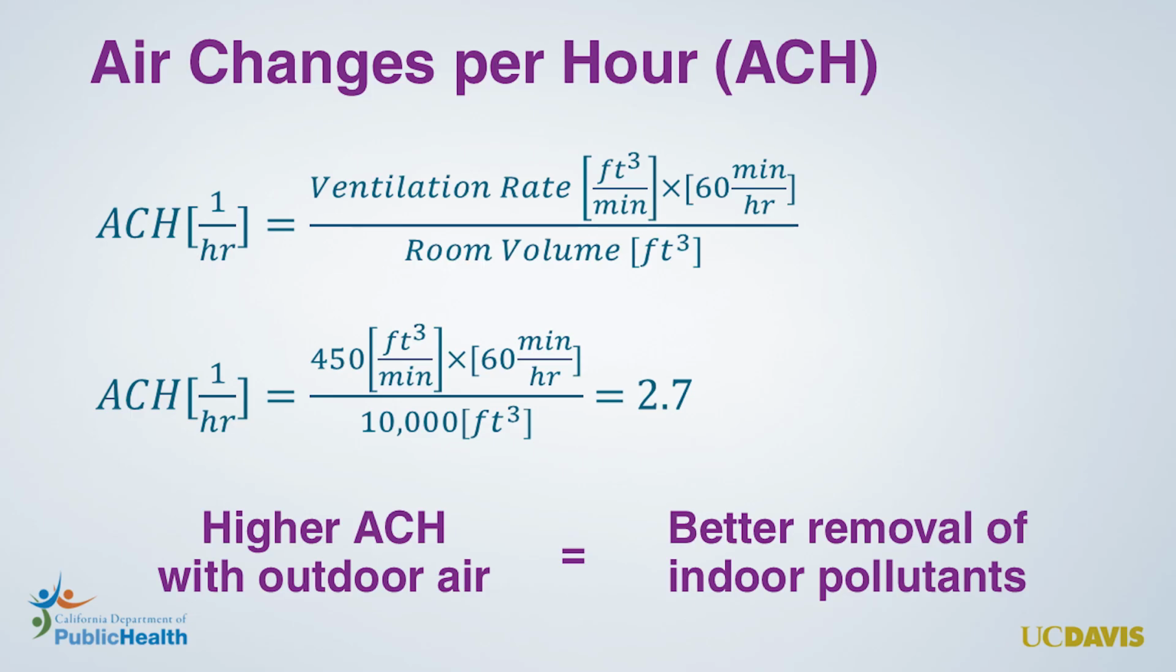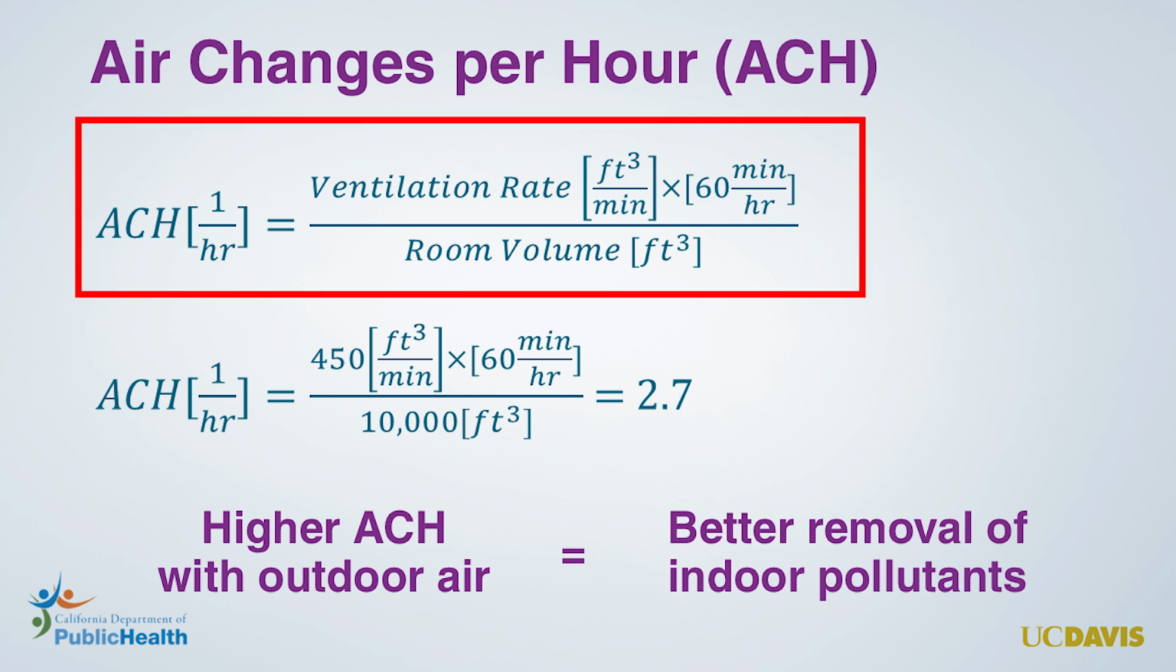Before we move on, let's discuss one other common calculation. Sometimes ventilation rates are converted to a metric called air changes per hour, or ACH. To determine the outdoor ACH for a room, we apply this equation. Start with the ventilation rate in cubic feet per minute, divide by the volume of the room in cubic feet, and multiply by 60 minutes per hour. This metric tells us how many times per hour the entire volume of air in a room is replaced with outdoor air.